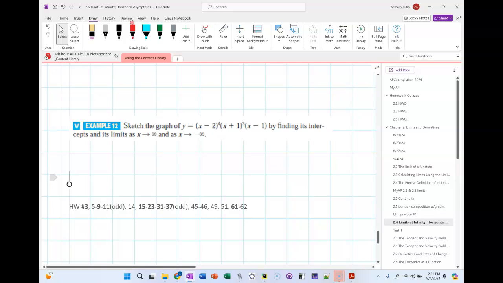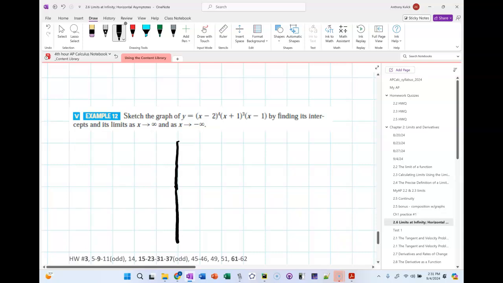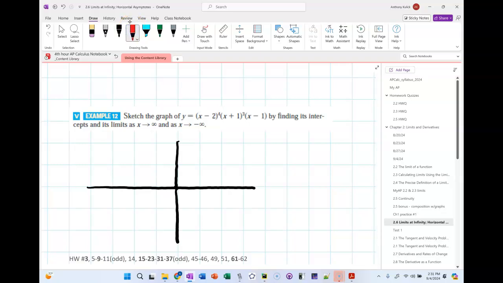All right. It says sketch the graph of y equals yada, yada, yada by finding its intercepts and its limits as x approaches positive infinity and negative infinity. Okay? This shouldn't be too hard, just using what I remember from Algebra 2 and pre-calculus. What are the x-intercepts going to be? 2, -1, and +1. That's correct. And what is the y-intercept going to be?